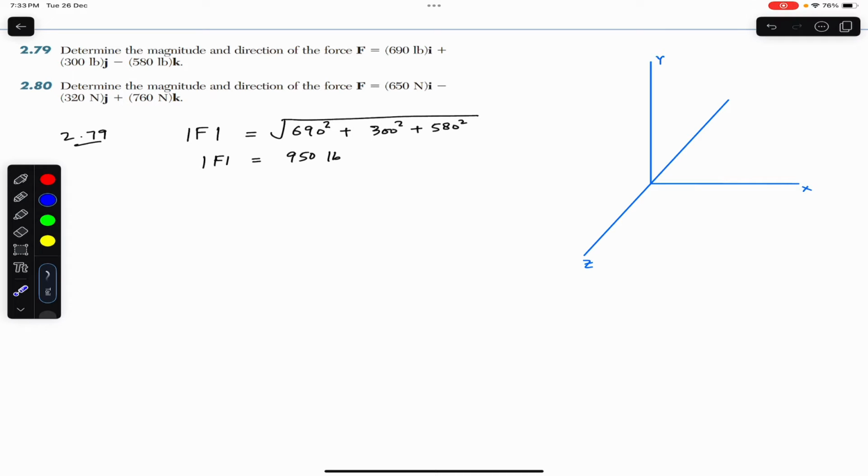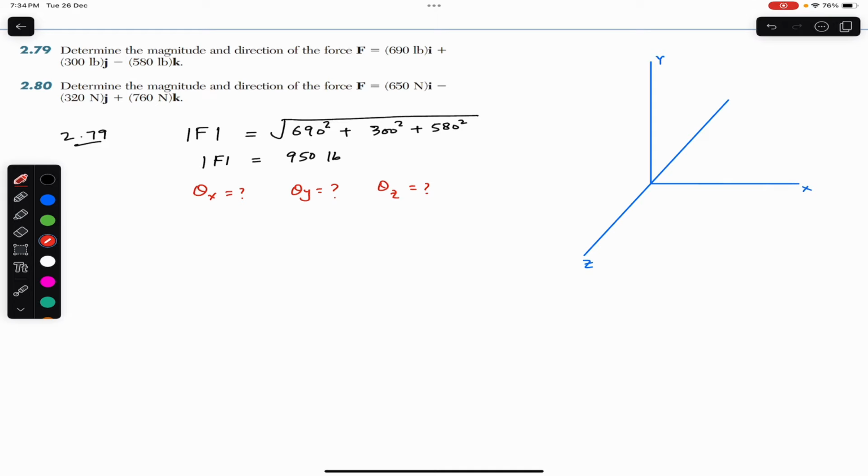Further, we are asked to find the direction of the force F. We need to find the angles of this force F with the positive x, y, and z axis respectively. So we need to find theta x, theta y, and theta z. So we are required to find theta x, theta y, and theta z.